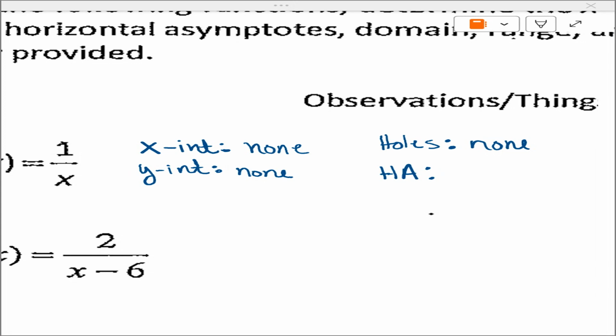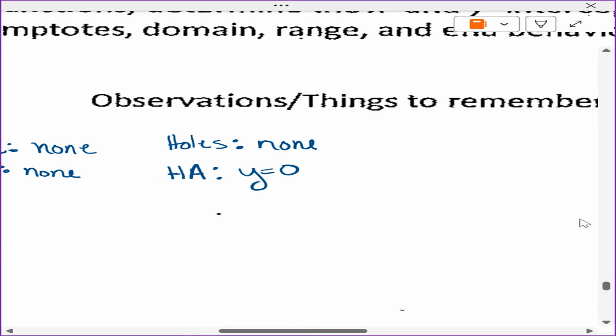What is the vertical asymptote? What's the vertical line that they never cross? X equals 0. Good job. So your horizontal asymptote is the horizontal line, y equals 0, and the vertical asymptote is the vertical line, x equals 0.